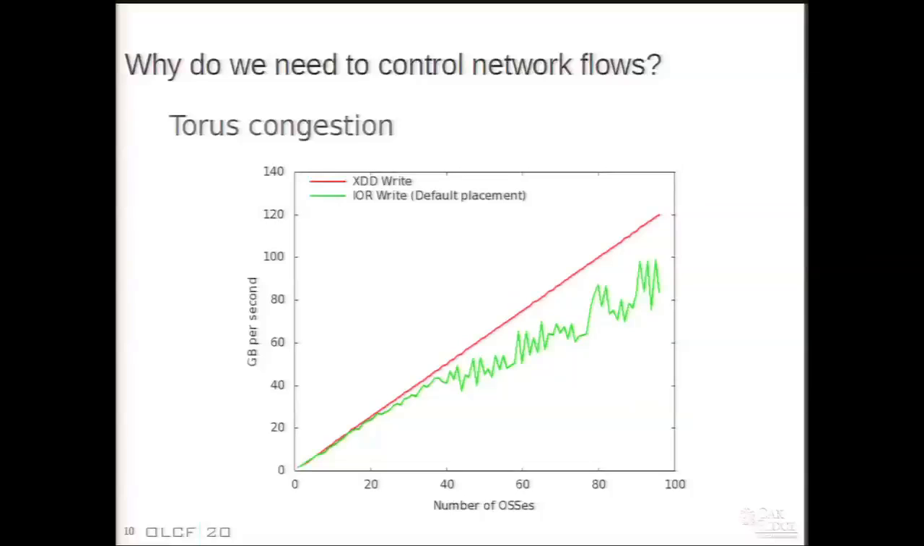But why do we really need to control these network flows? Well, at the scales we're running at now, congestion is a real problem. As you can see here, as we get up towards 96 OSSs on this system, which is Jaguar, with 18,688 compute nodes talking to 96 OSSs, this was all actually directly attached. We're not even doing routing at this point, but even on that really good network, we're still losing about 30% at the top end, already just off the top.